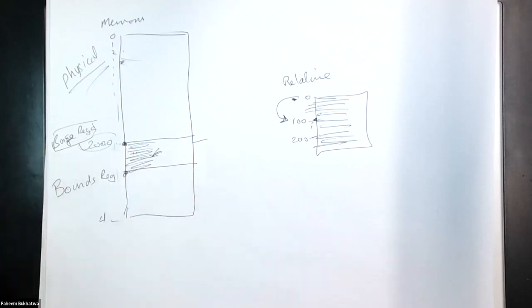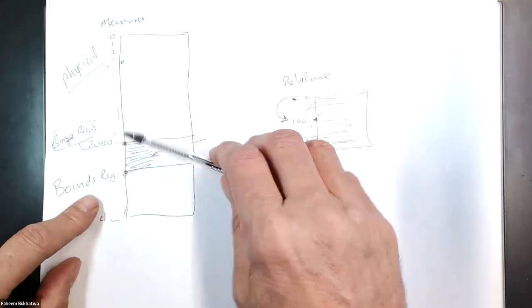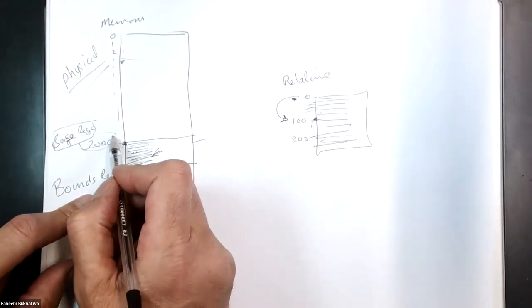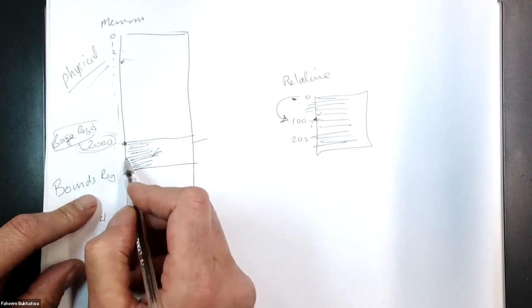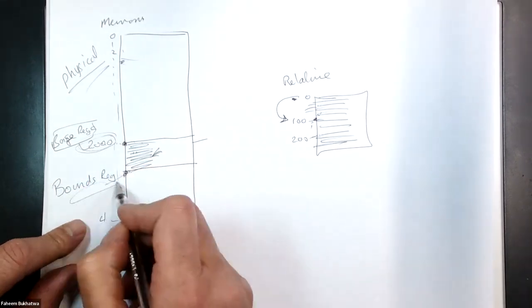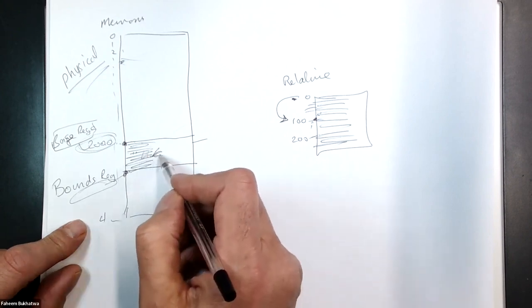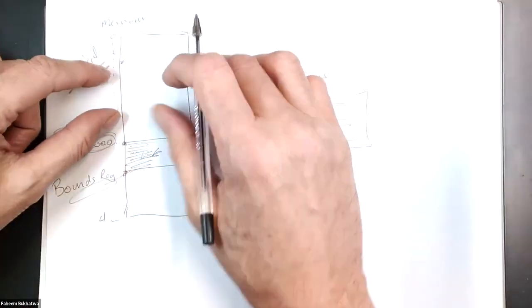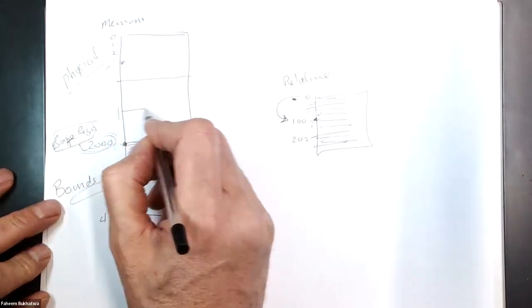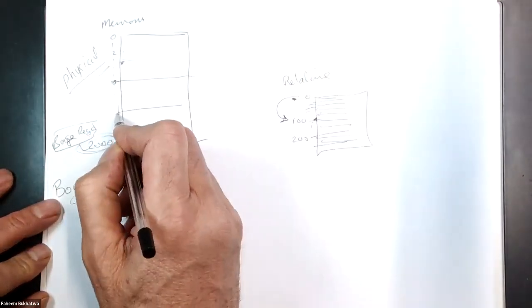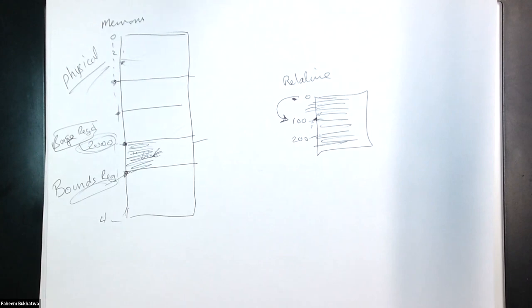So for any address to be modified, the memory manager would check: is it between the address saved in the base register and the address kept in the bounds register? If it is, then it will allow it, it's in here. If the program is in another location, then that would be its base and that would be its bounds register.